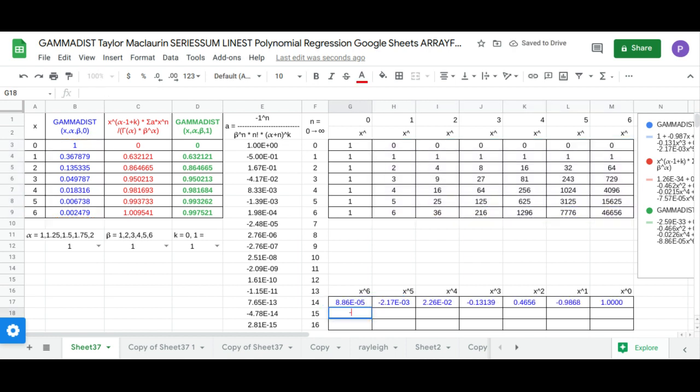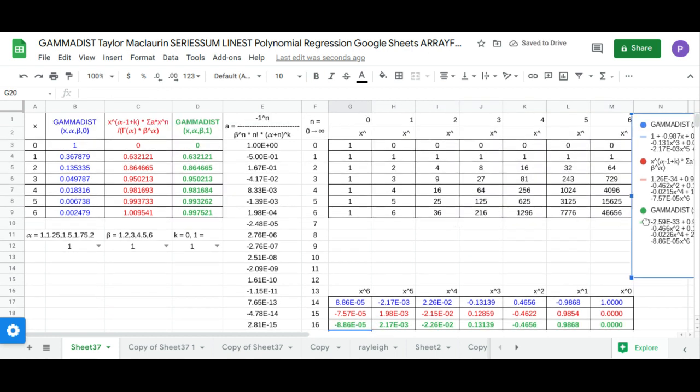Then the LINEST for the series sum expansion, data x. And finally, the cumulative distribution function, data y and data x, then enter.